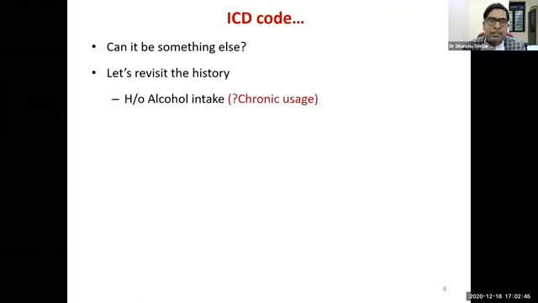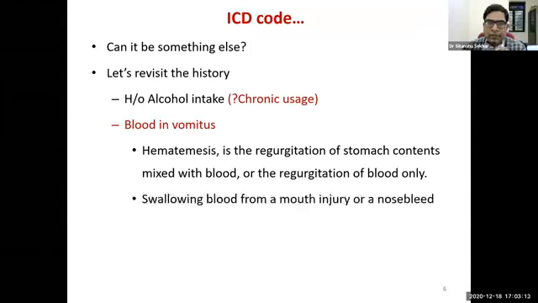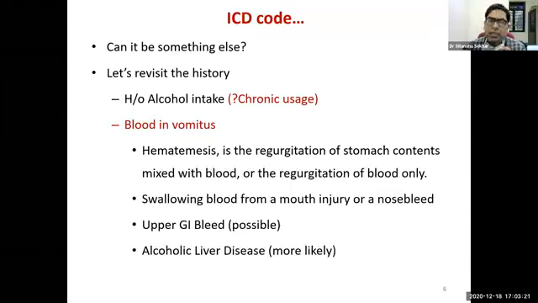So let's revisit the history. There is history of alcohol intake. We do not know whether it is chronic use, but as we understand from our background knowledge, when a 50-year-old male gives a history of alcohol intake, mostly it is chronic use. There is blood in vomitus, which is hematemesis, defined as the regurgitation of stomach contents mixed with blood, and regurgitation of blood only. Swallowing of blood from a mouth injury or a nosebleed, it can be upper GI bleed, which is a possible cause, or it can be alcoholic liver disease, which is more likely.